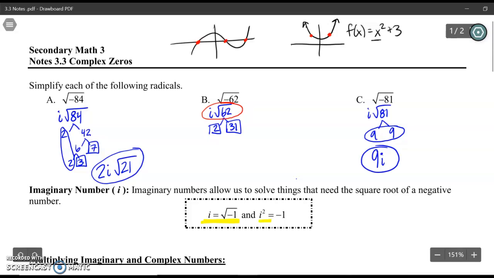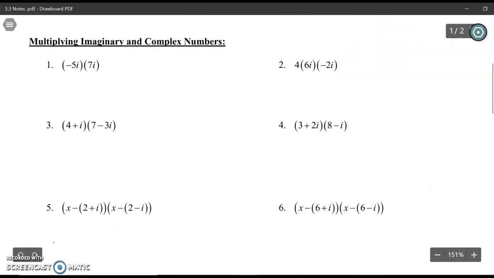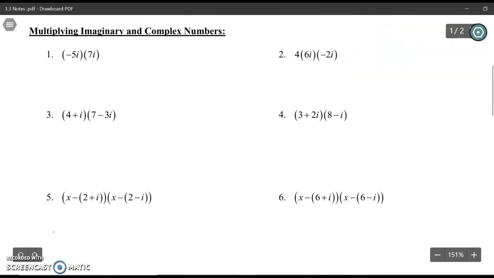The other thing that's really important is that i squared equals -1. Hopefully you remember that from last year, but if you don't, here's why. i squared is the same thing as the square root of -1, squared. We know that the square root and the square exponent cancel each other out, so all I'm left with is -1. That's where I'm getting i squared equals -1. Okay, so let's do some practice multiplying imaginary and complex numbers, and then we'll talk about how we would go about finding them in the context of graphing polynomials.